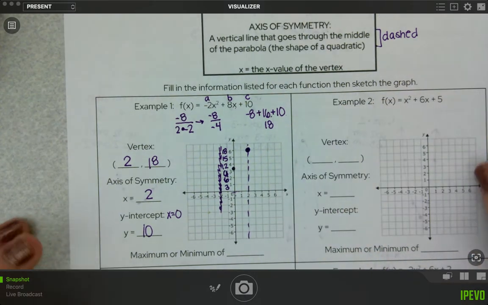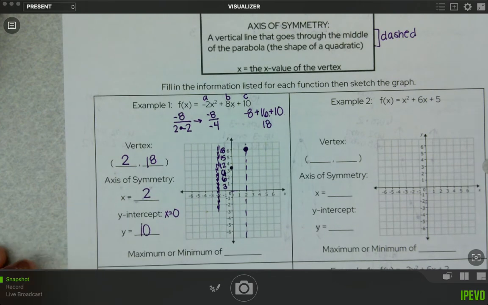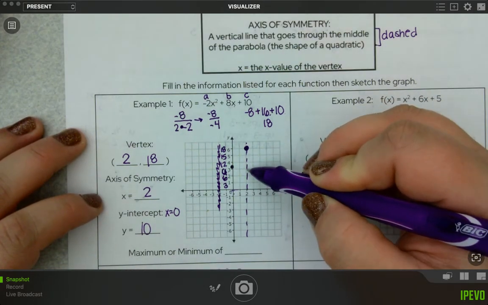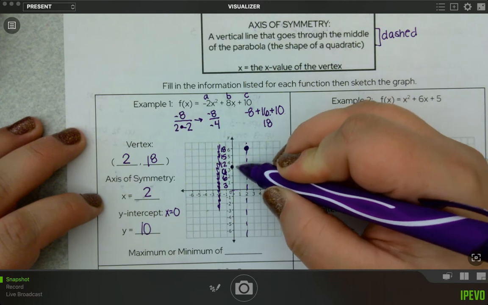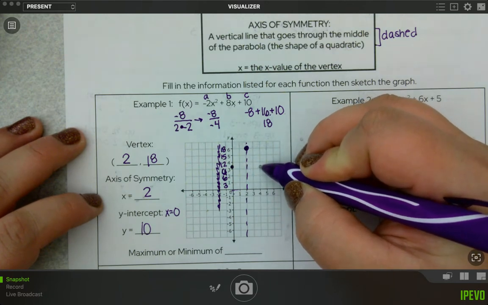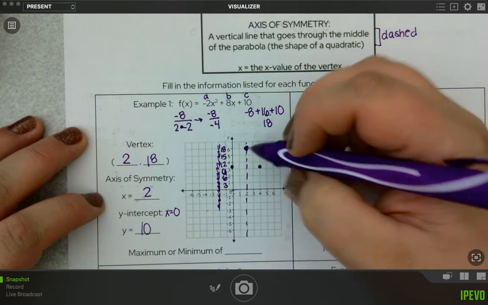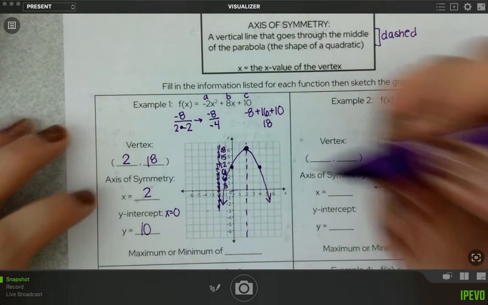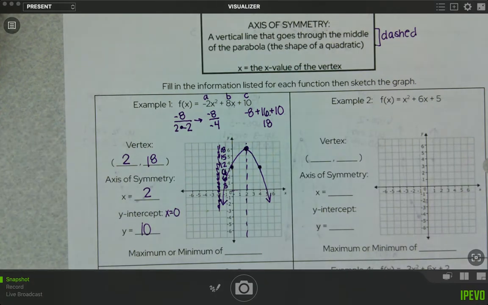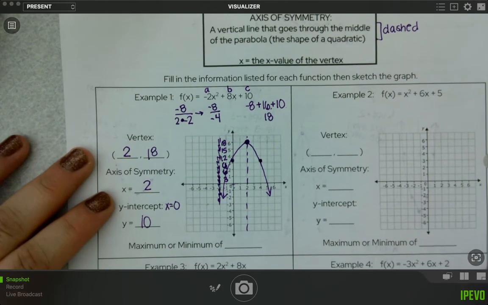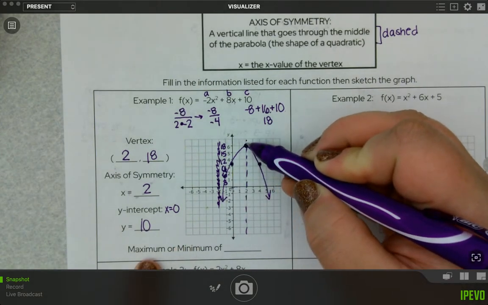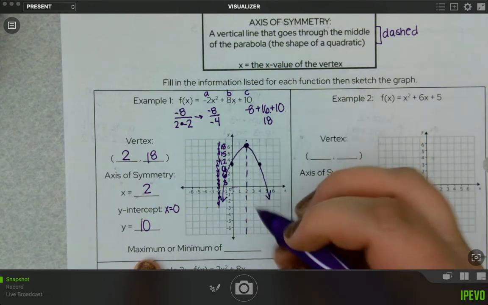And then this is the part that we're not going to write down. This is going to be one of those things you just have to understand, get used to, and remember. This is 2 squares away from the line of symmetry. So if I stay at the same height and I go 2 squares this way, I have myself another point. And I can draw my U, just like that. Right? And then the last thing at the very bottom says maximum or minimum. This one has a maximum, because it's at the top, of 18.